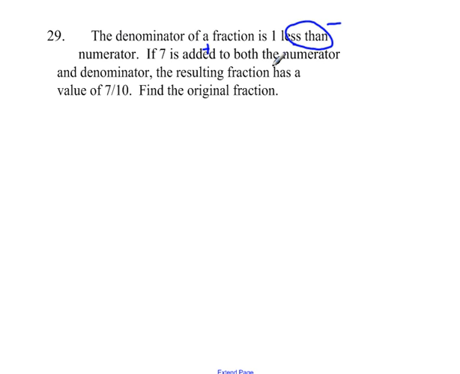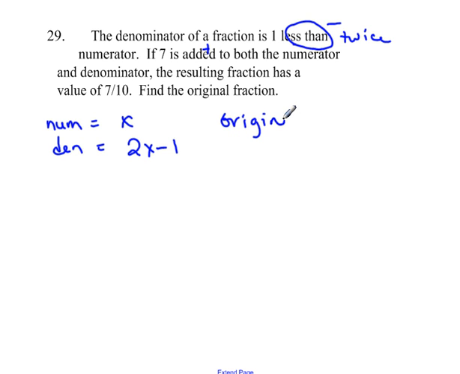twice the numerator is missing. That should say twice the numerator. So the numerator would be x. The denominator, if we're going to say it's 1 less than twice the numerator, that would mean 2x minus 1. So your original fraction is going to be x over 2x minus 1.